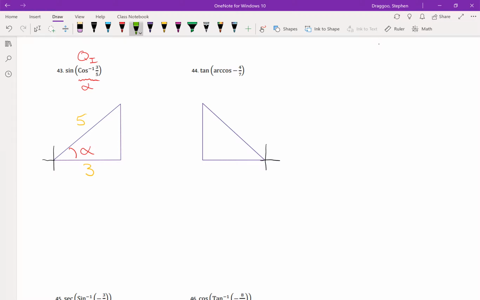Then we'll need to solve for the missing side, which I'll call y. So 3 squared plus y squared is 5 squared, giving us that y squared is equal to 16. So y is plus or minus 4. And because this is in the first quadrant, we'll need to be taking that positive value. So that opposite side ought to be 4.